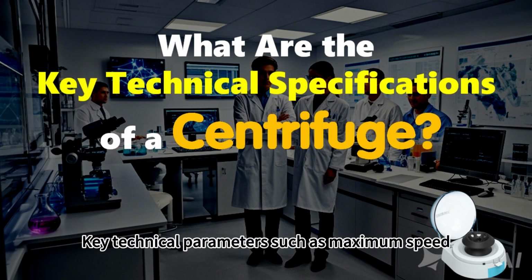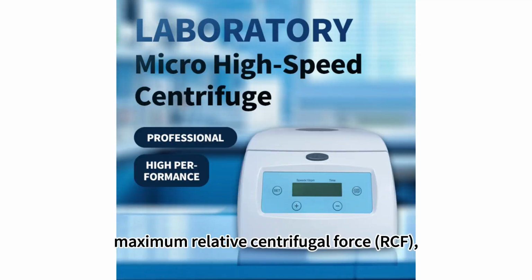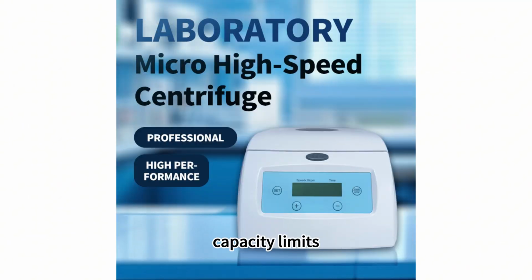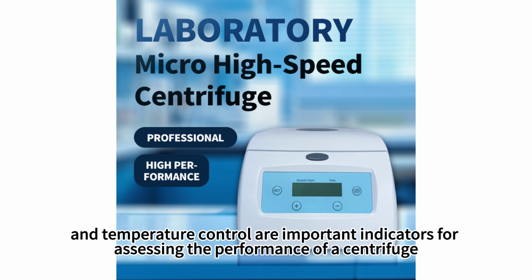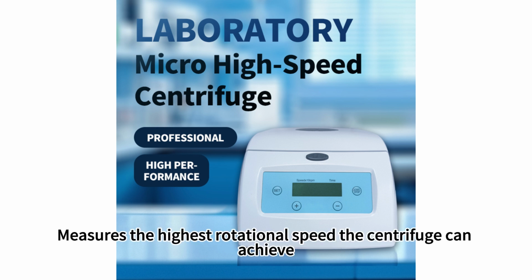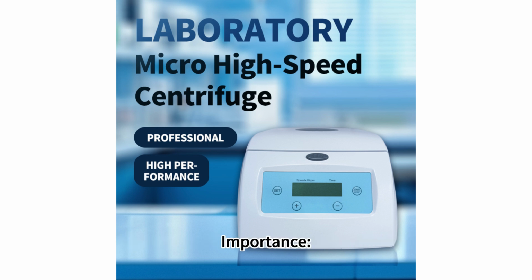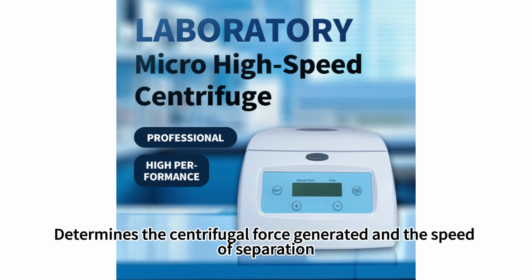Key technical parameters such as maximum speed, maximum relative centrifugal force (RCF), capacity limits, and temperature control are important indicators for assessing the performance of a centrifuge. Technical specifications. Maximum speed parameter measures the highest rotational speed the centrifuge can achieve, typically expressed in revolutions per minute, RPM. Importance: determines the centrifugal force generated and the speed of separation.